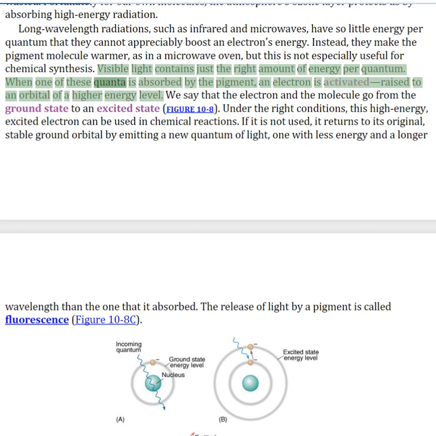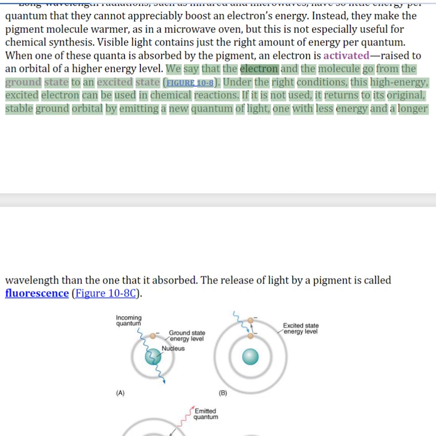When one of these quanta is absorbed by the pigment, an electron is activated, raised to an orbital of a higher energy level. We say that the electron and the molecule go from the ground state to an excited state. Under the right conditions, this high-energy, excited electron can be used in chemical reactions.